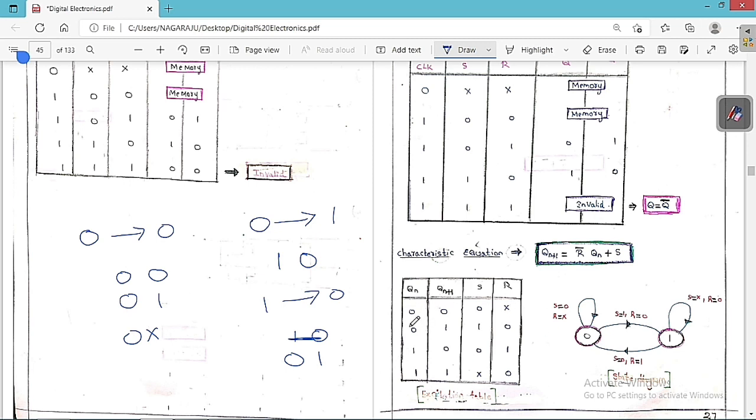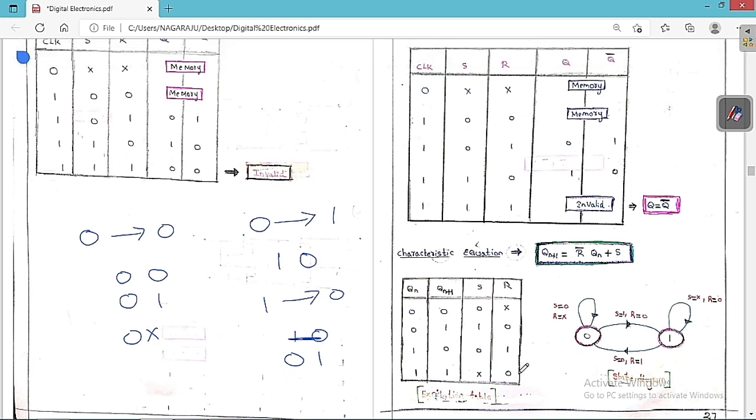So if you want to change from 0 to 0, you can give either 0, 0 or 0, 1. So definitely this is 0 comma x. If you want to change from 0 to 1, always you have to do 1, 0. If you want to change from 1 to 0, definitely you have to do 0, 1. If you want to change from 1 to 1, then you can do 0, 0 or 1, 0, so x comma 0. So this is the excitation table that you always have to keep in your mind.